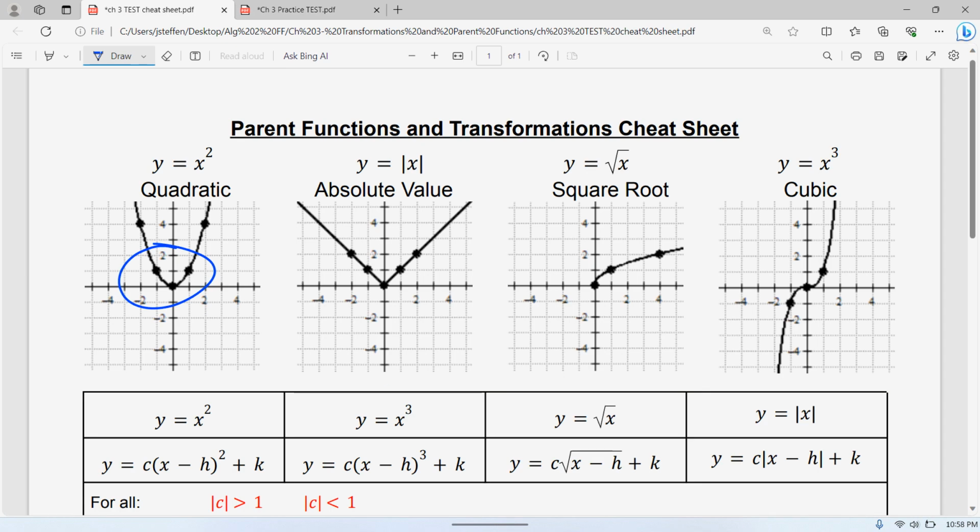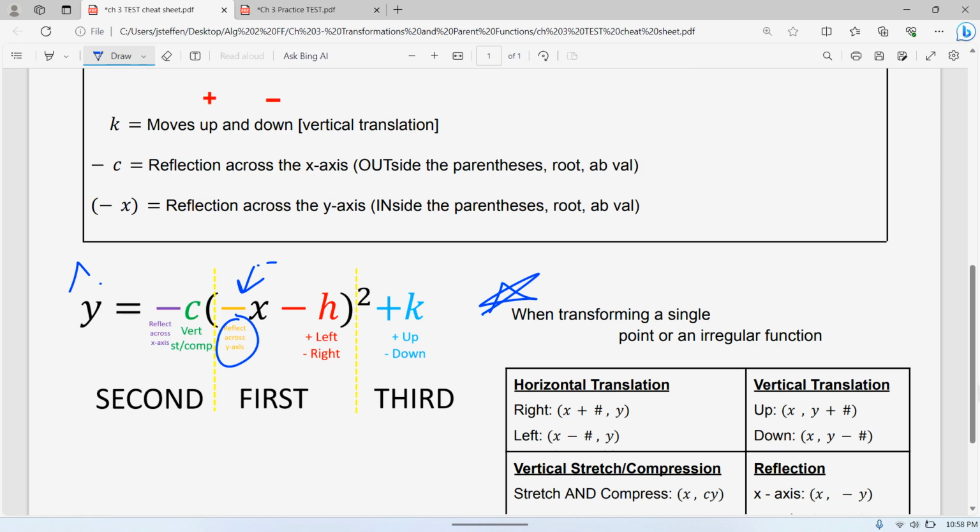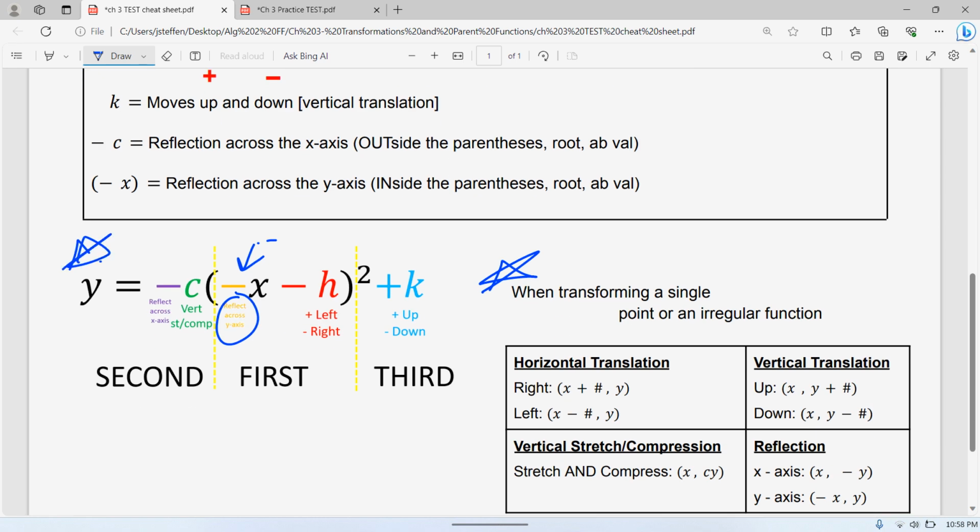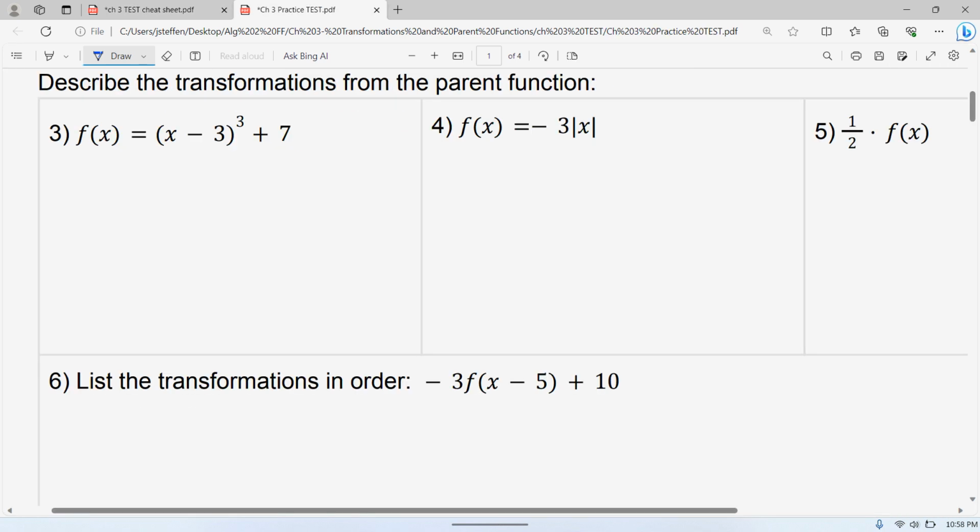The number in front, that is a vertical compression since it's less than 1. So this was a stretch because it's bigger than 1. This is a compression because it's smaller than 1. So vertical compression by a factor of 1/2.